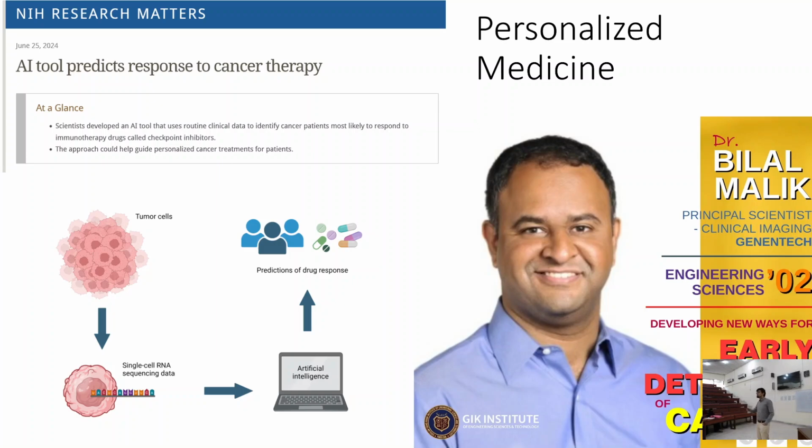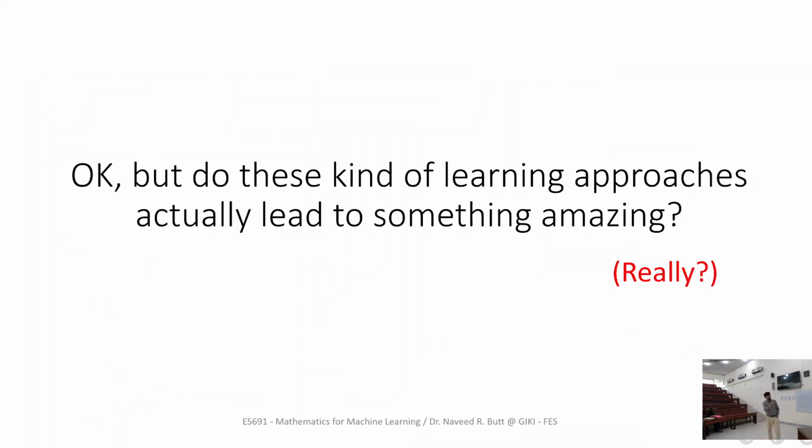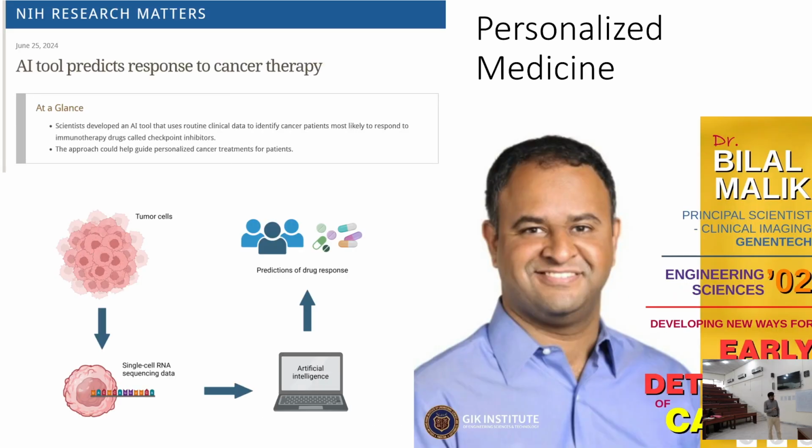So I'll give you a few examples. Last time I showed you some examples of applications of this course. Here I want to go a bit farther than that, and show you some examples of what really amazing things AI has achieved. Yeah, so there is an entire new field coming up called personalized medicine.